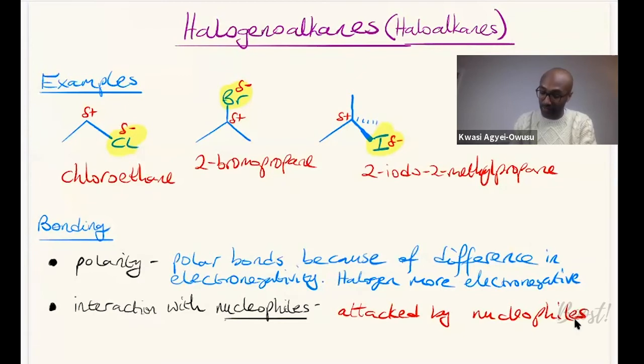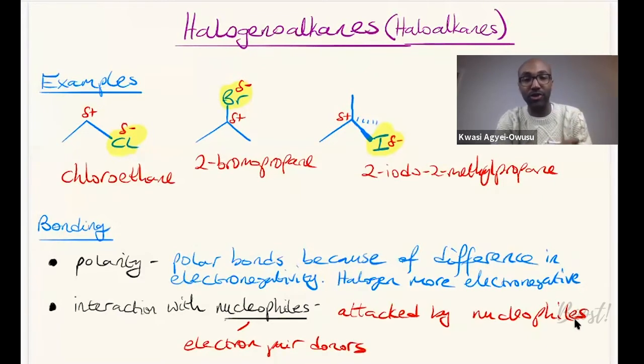So nucleophiles are, of course, defined as electron pair donors. So a bit of a refresher there for you. So electron pair donors. And so we've got polar bonds. You've got electron deficient carbon atoms bonded to our electronegative halogen atoms. And as a result, you're going to get nucleophiles attacking the carbon atom with the delta plus on it.